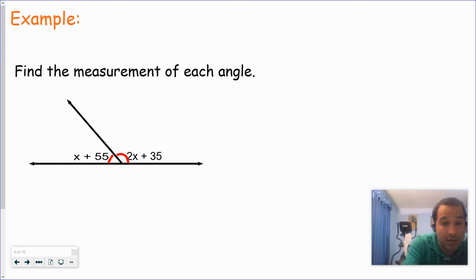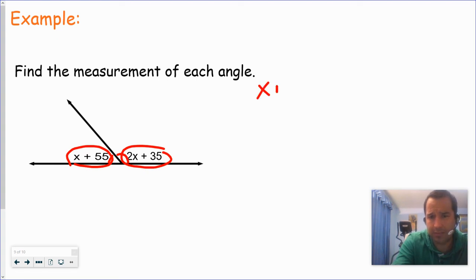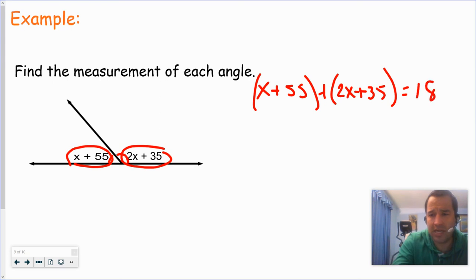Well, together they make a straight line, which means they are supplementary angles. And what's true about supplementary angles? They add to get you 180 degrees. So this plus this gives you 180. So let's write that down. x plus 55 plus 2x plus 35 equals 180. And then I just solve algebraically.